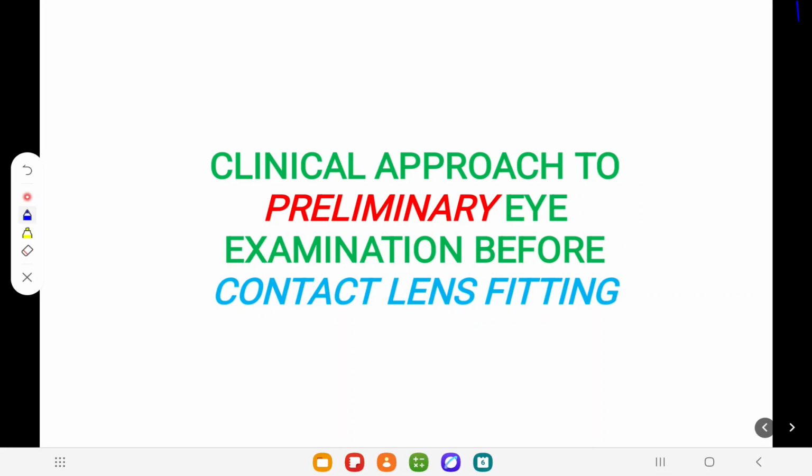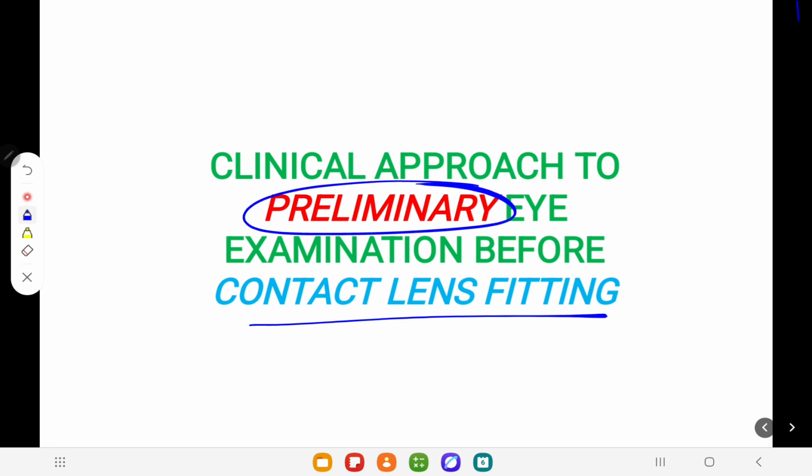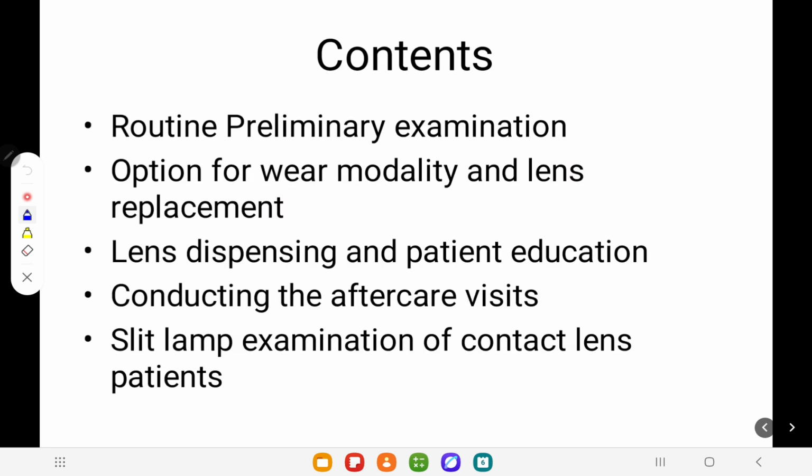So let's discuss the clinical approach to preliminary eye examination before contact lens fitting. Today's topic is preliminary eye examinations. Let's move further. What are the contents? What are the things that we are going to discuss? Basically, routine preliminary examination before contact lens wearing, and options for wearing modality and lens replacement.